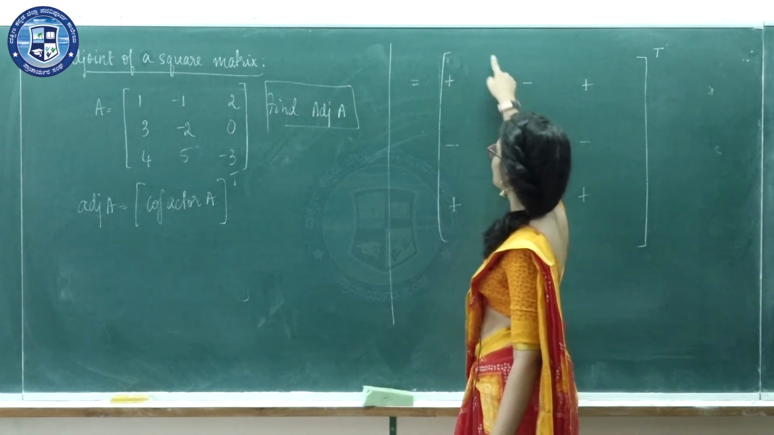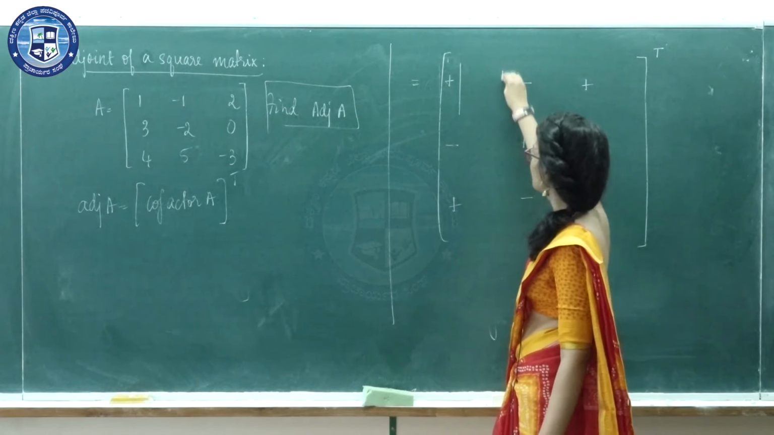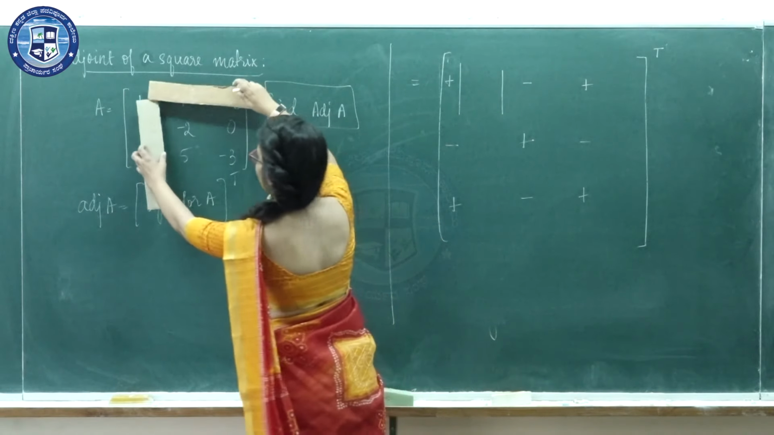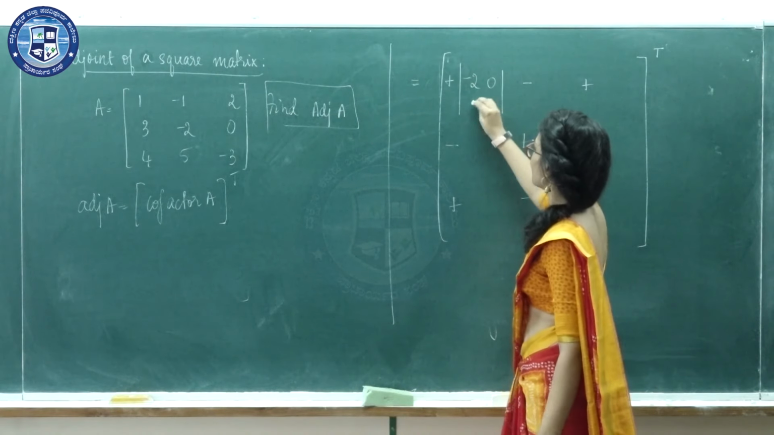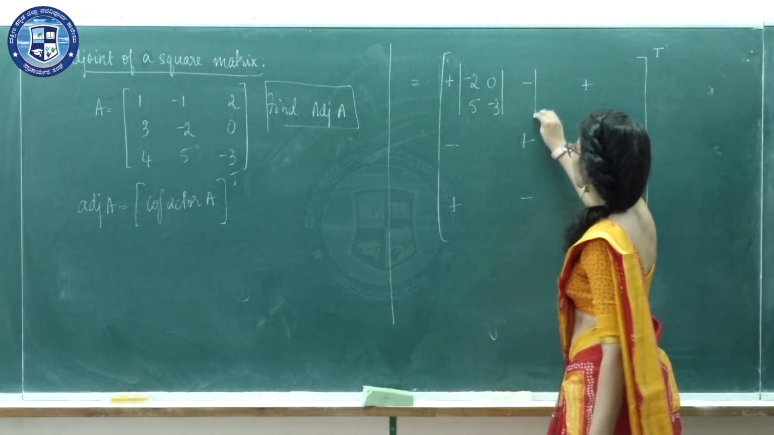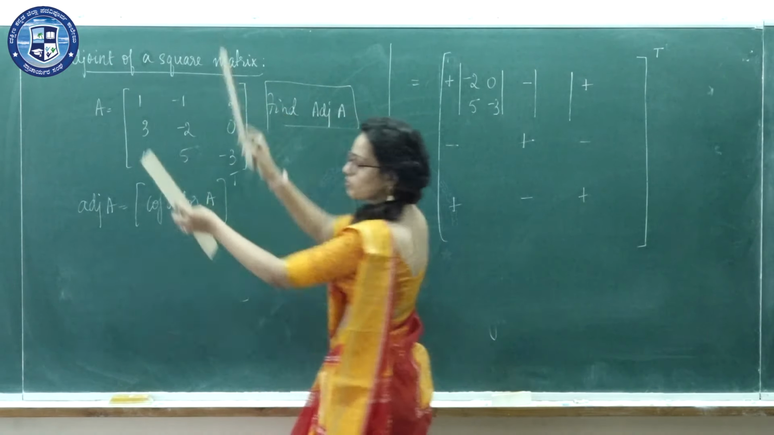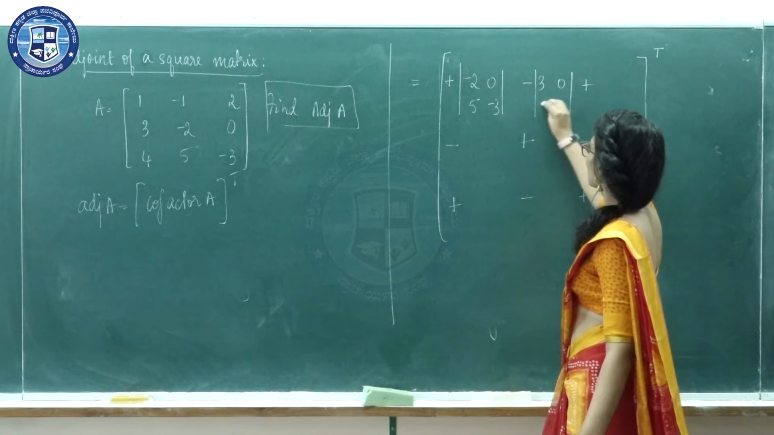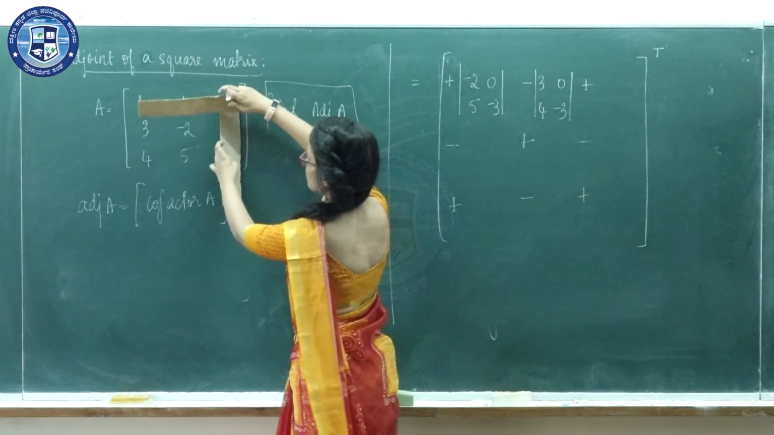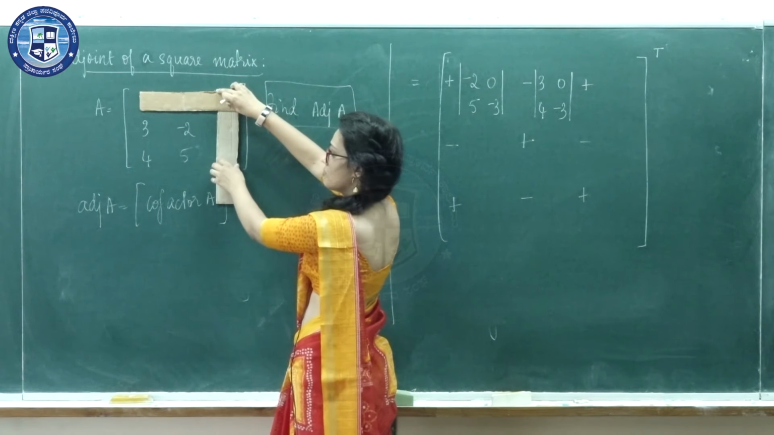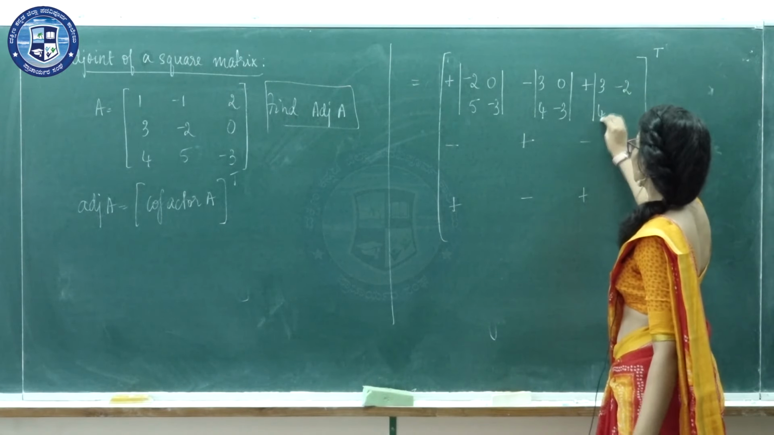Now let's fill in these terms. This will be the minor of the first term. So the determinant of, delete the first row and the first column. We have minus 2, 0, 5 and minus 3, 5, minus 3. So for the second term, delete the first row and the second column: 3, 0, 4, minus 3. For the third term, delete the first row and the third column. We have 3, minus 2, 4 and 5.